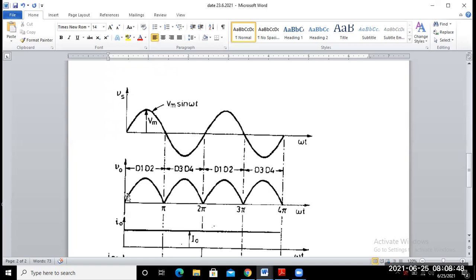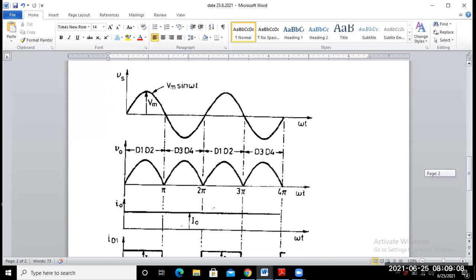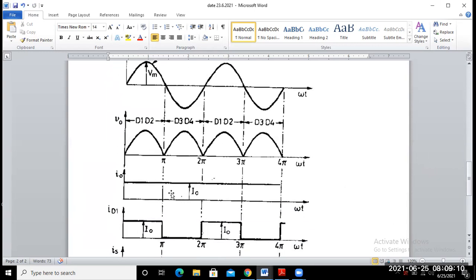So D1 and D2 simultaneously conduct, and D3 and D4 simultaneously conduct. So the output voltage waveform looks like this one. Since the inductance value is large, the load current waveform is constant. That means this one is the load current, a constant. So the load current I0 is constant.